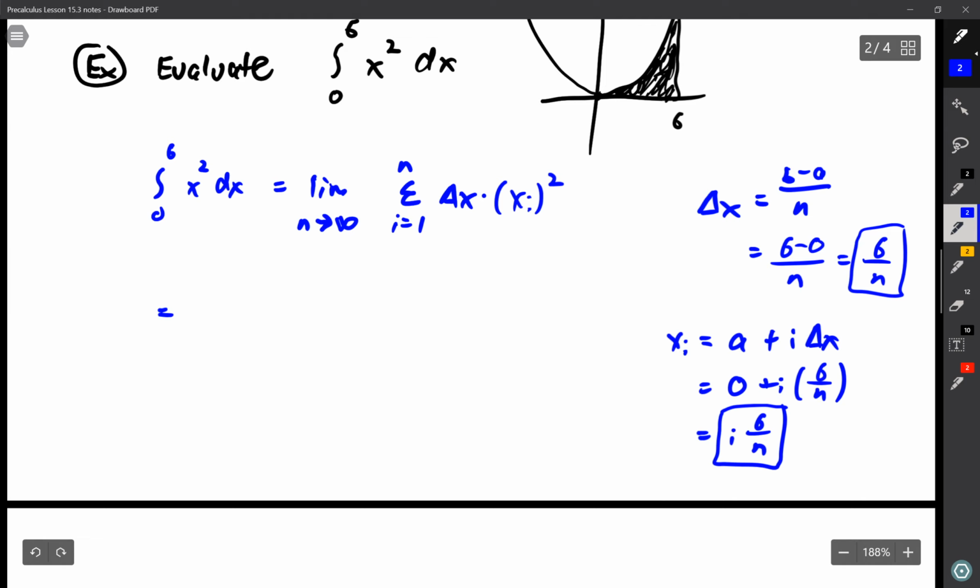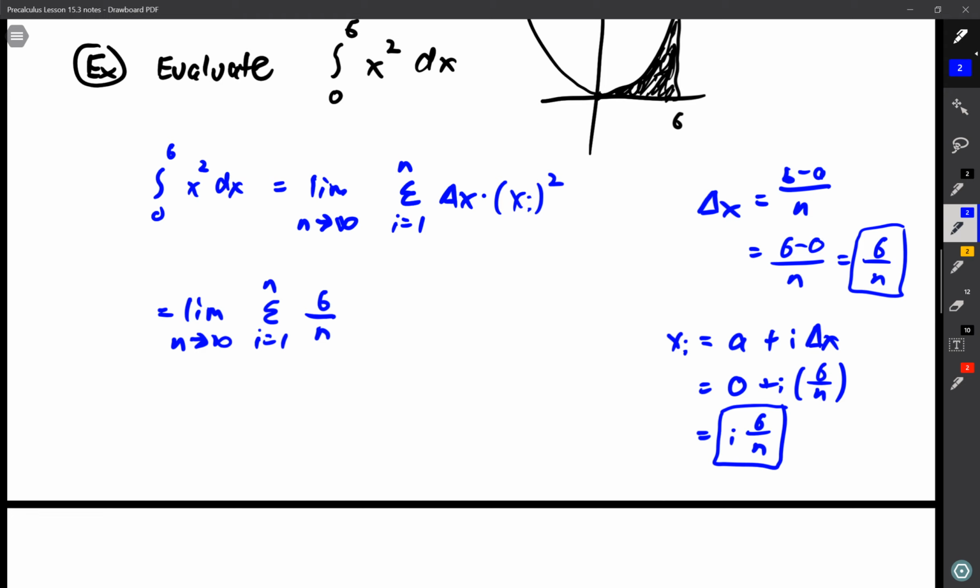So I'm going to say equals. Now you have to keep writing the limit as long as there are n's, and you have to keep writing the sigma notation as long as there are i's, and I'll show you when those go away. But you're going to rewrite limit as n approaches infinity of the sum from i equals 1 to n. You're going to rewrite that a bunch of times. So what's delta x? Delta x is 6 over n. And then what is x sub i? What am I plugging into my function? i 6 over n squared. So i 6 over n squared.